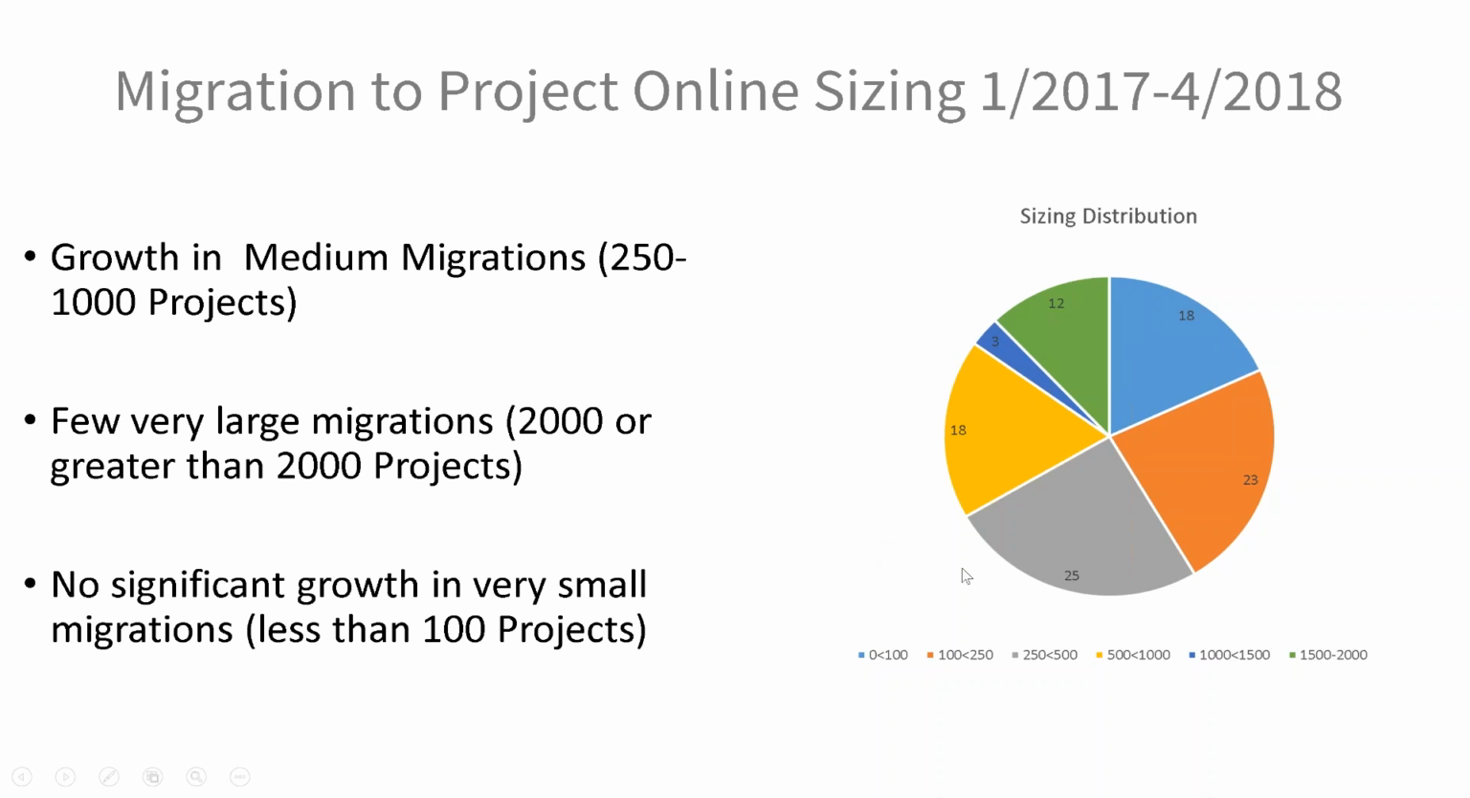So from the chart, basically what's growing is everything but the green ones, which are the very large ones, and the small ones are also not growing. So we're talking about basically anything that's better than 250 and less than 1,500 projects is where a lot of activity in migrations is currently taking place.